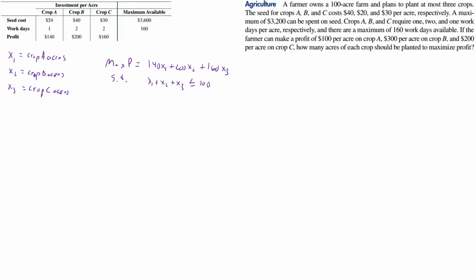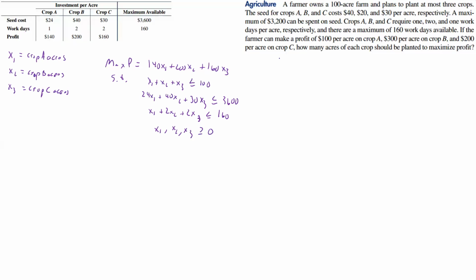Next, we know that it's going to be $24 for crop A, $40 for crop B, and $30 for crop C. So we're going to say 24x1 plus 40x2 plus 30x3 is less than or equal to the total we can spend of $3,600. And our last one is the work days per crop. So we're going to have x1 plus 2x2 plus 2x3, less than or equal to a total of 160. And then x1, x2, and x3 all have to be greater than or equal to 0.